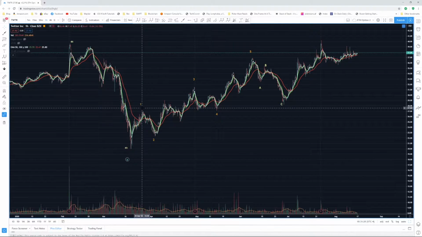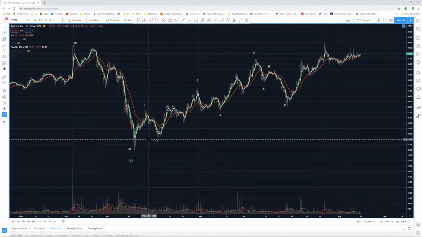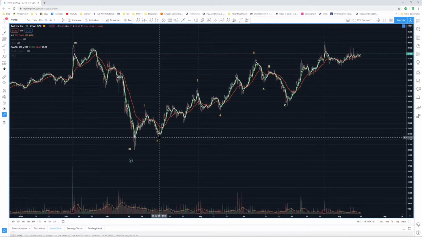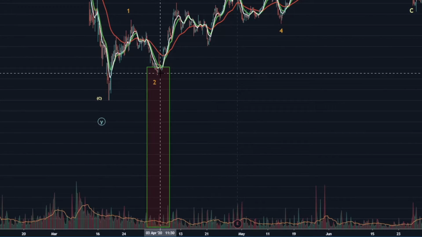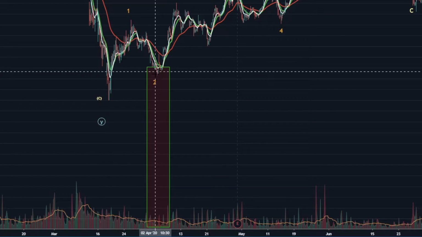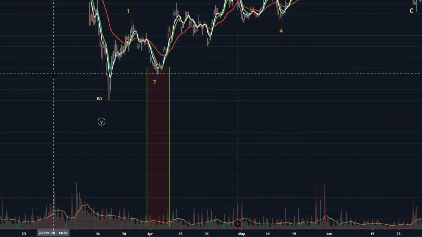However, when we look at this, one of the key ways we could know that it's a two wave, aside from measuring the retracement depth, is to look at that volume as we were talking about earlier. If you look closely at the volume during the bottom of our two wave here, you can actually see that it is the very lowest point in volume, which is a huge sign that we're putting in a two wave: low volume and low volatility.